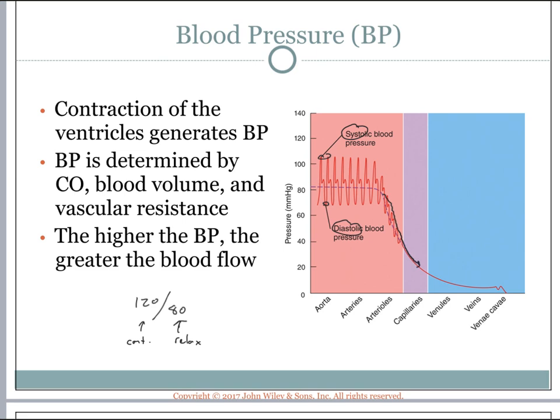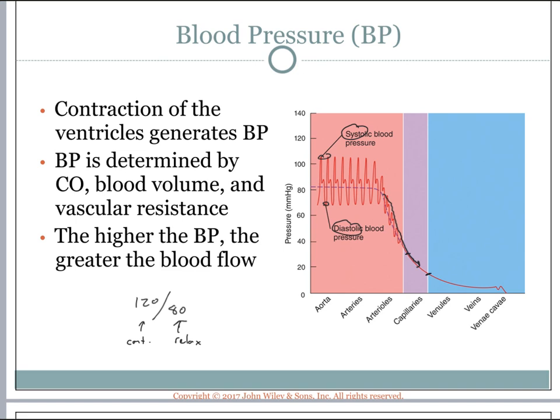And this is important because in the capillaries, look at where we're at. We're at about 25, 30, all the way to about 18. Remember, we can't have a lot of pressure driving through these capillaries. It can rupture them. It can force more constituents out than what we need, than what we want. Okay, so we have to lower that pressure.